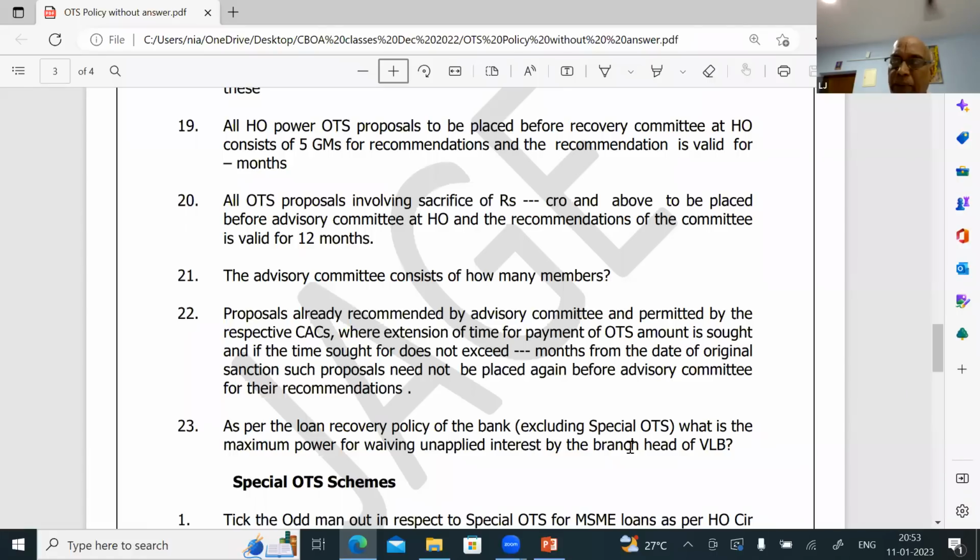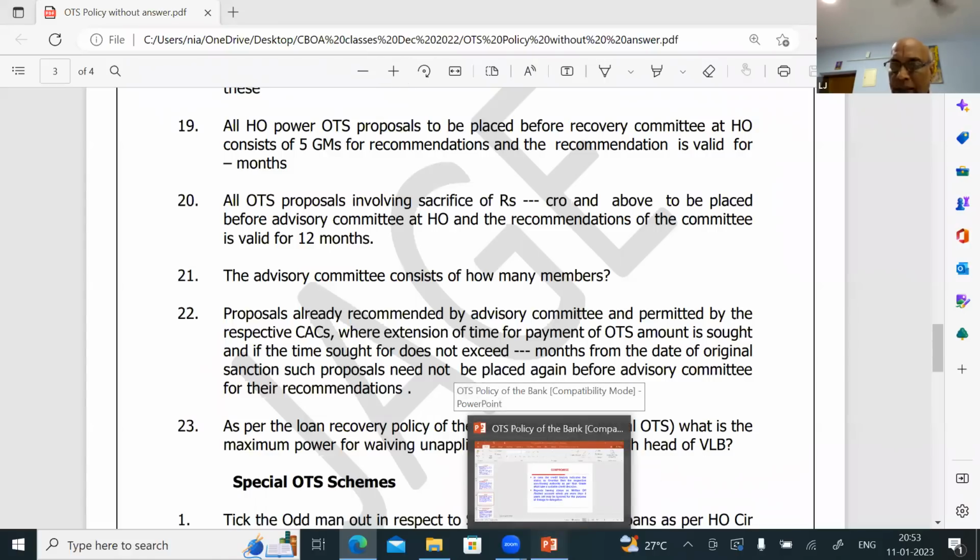If it is a BLB, waiver of unapplied interest, maximum 1 lakh the BLB in charge can give. If it is an ELB, the maximum unapplied interest can be waived by him up to 2 lakhs. So question number 23, as per the loan recovery policy of the bank, excluding special OTS, what is the maximum power for waiving unapplied interest by the branch head of a BLB? It should be 1 lakh.